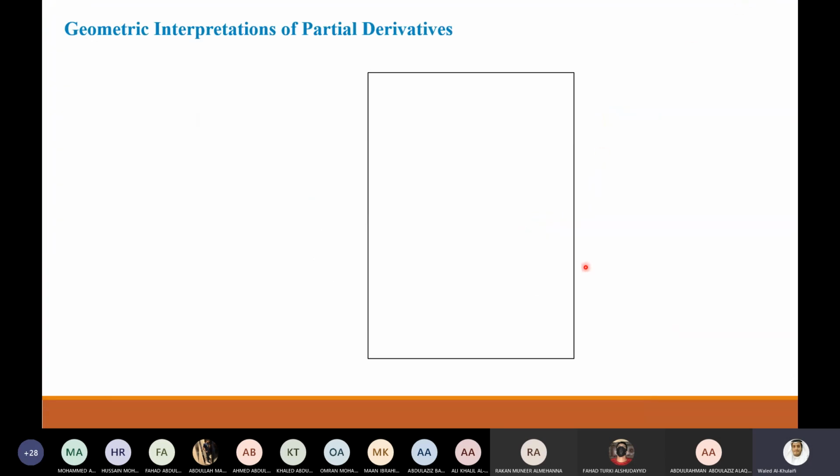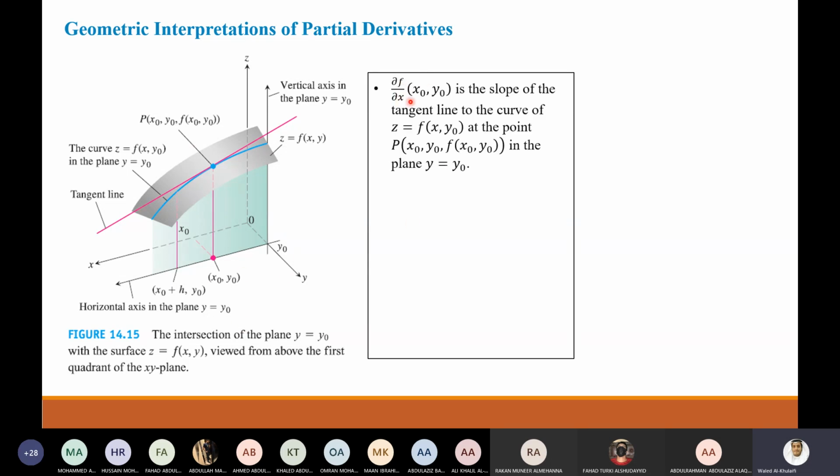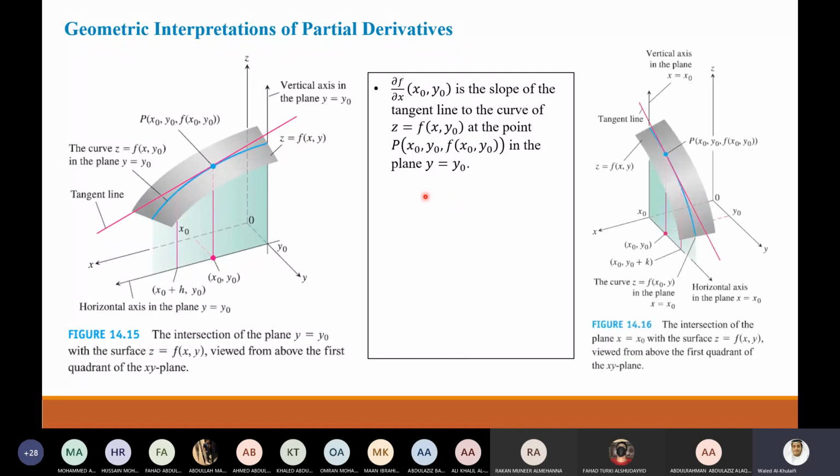Right. So if you look at the geometric interpretation, this is what it looks like in the textbook. The partial f by partial x evaluated at (x0, y0) is the slope of the tangent line to the curve z equal f(x, y0). Notice here, Shabab, we're putting y0. Yani we are thinking of a function of one variable, z equal f(x, y0), at the point P(x0, y0, f(x0, y0)) in the plane y equal y0. This is for the case if you're fixing y.